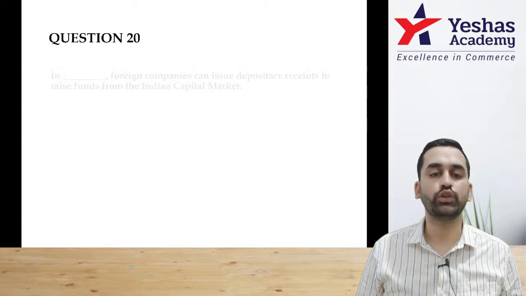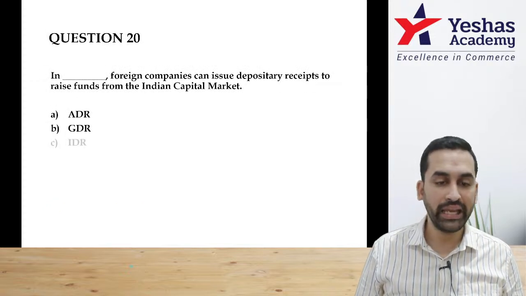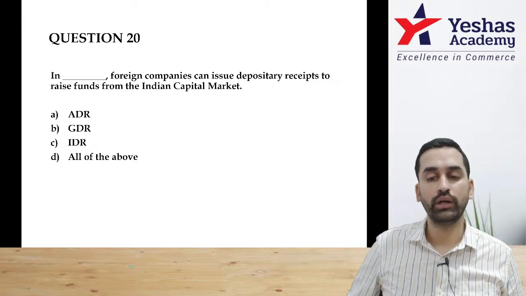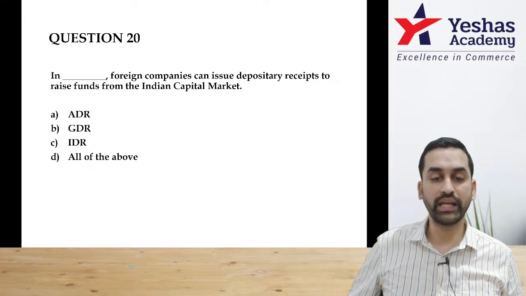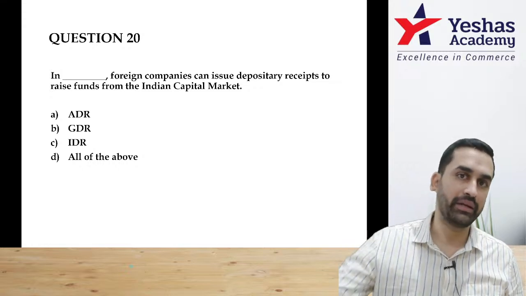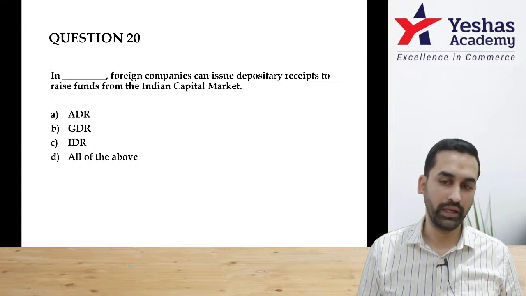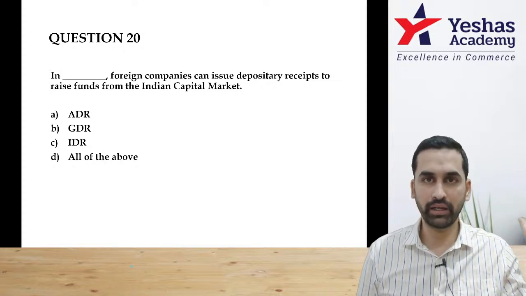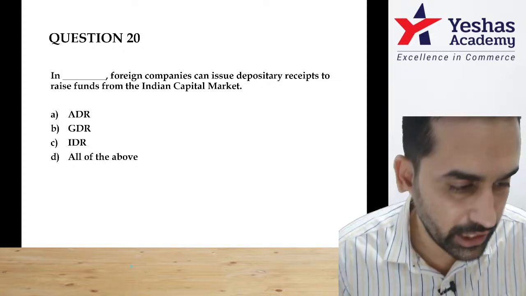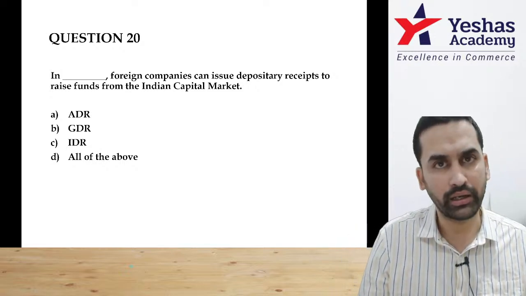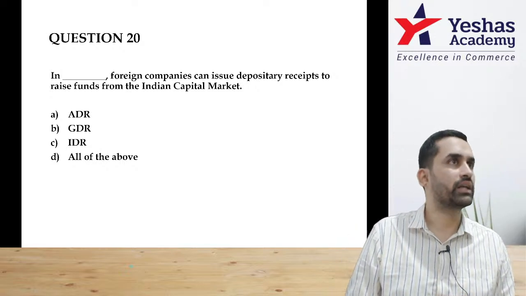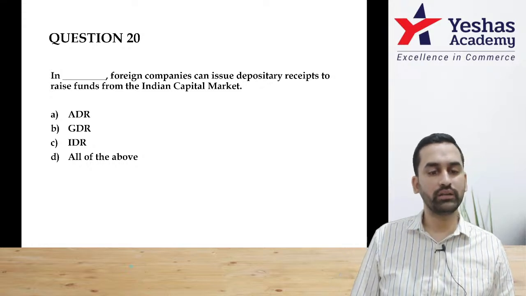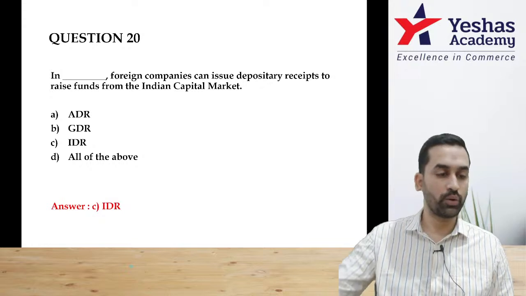Okay, question 20. Read. In dash, foreign companies can issue depository receipts to raise funds from the Indian capital market. Read properly. The company is a foreign company. That means say a Singapore company, Japan company. But they want to raise money from the Indian stock market. That means, sir, they are trying to attract Indian investors. Correct? That should be what depository receipt now?